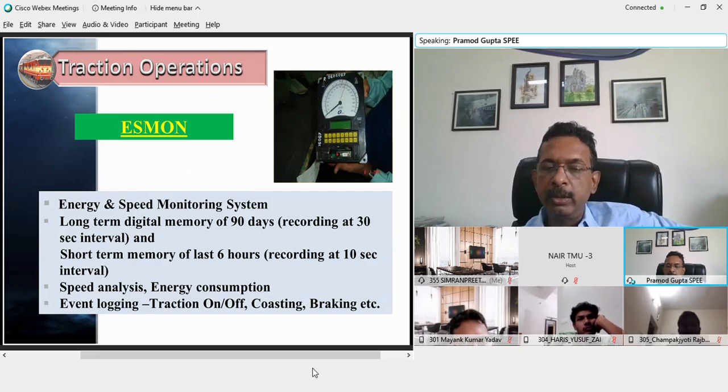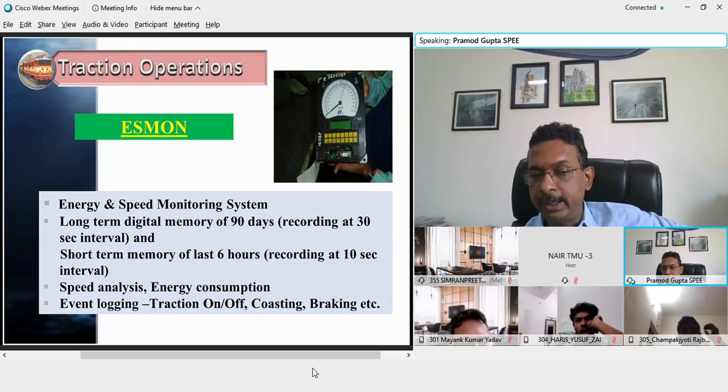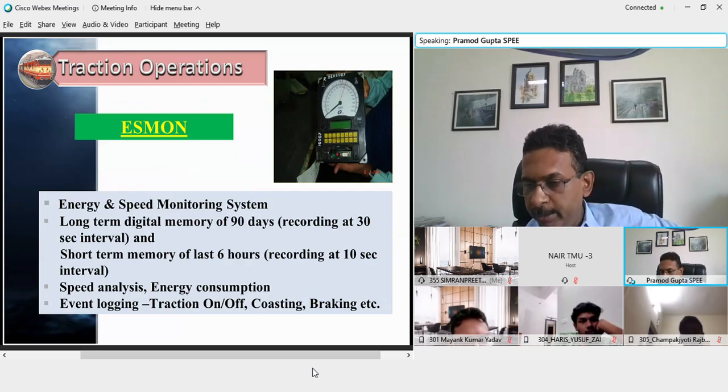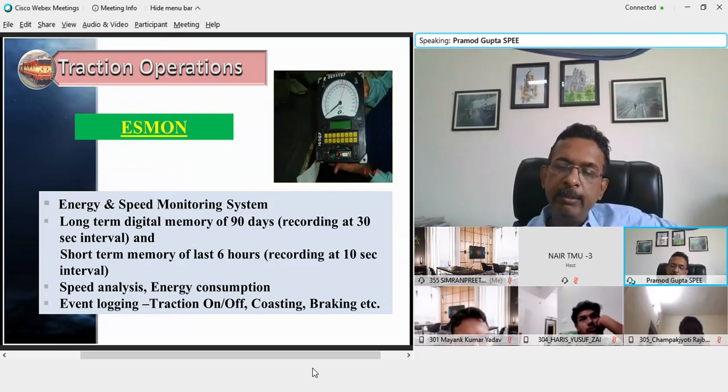And it also has a short-term memory to record the history for the last 6 hours, and it is recorded at the interval of 10 seconds. So this is a very short duration to record the performance of the locomotive, but it is important to know what has actually happened immediately prior to the accident or derailment. It works as a black box of an aeroplane.